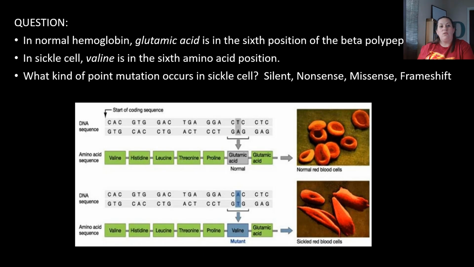So, questions here. In normal hemoglobin, glutamic acid is the 6th position on the beta polypeptide chain. Okay, so we see it there. In sickle cell, though, valine is the 6th amino acid position. What kind of point mutation would occur in sickle cell? Was it a silent, a nonsense, a missense, or a frameshift? Well, in this case, it's a missense because it still codes for something, but it codes for the wrong thing. Okay, so it would be considered a missense mutation.